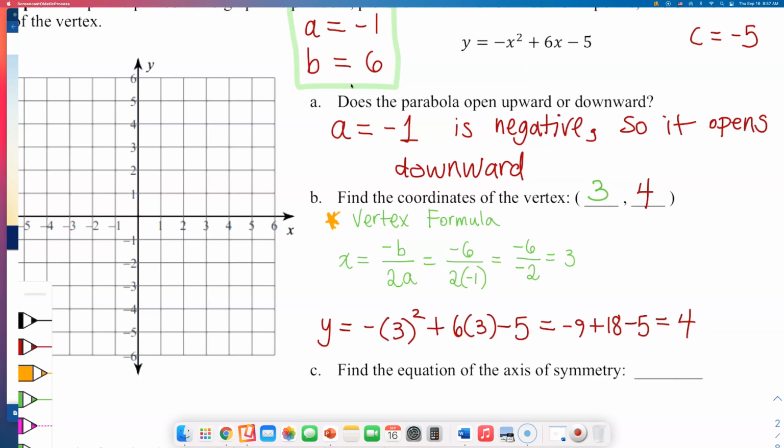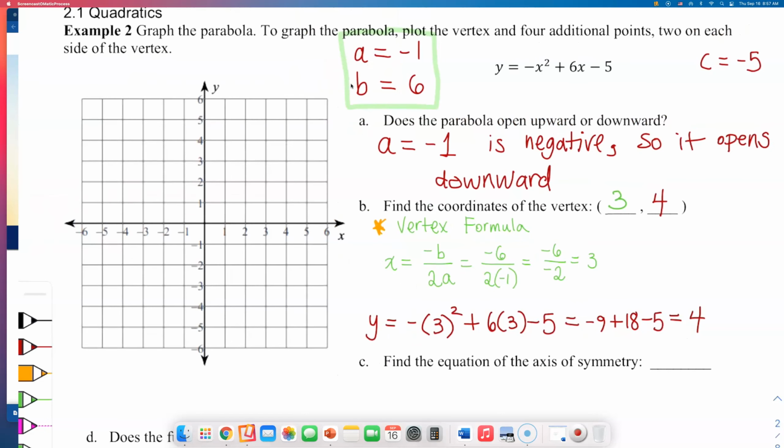Let me plot this vertex on the graph. I have 3 to the right, up 4. Oh no, I was so worried. Why? Because it's already up there. And I was like, what if I have a graph that looks like that? But no, I don't have to worry because we know this graph will open downward. So I'm probably going to have something that looks like this, right?